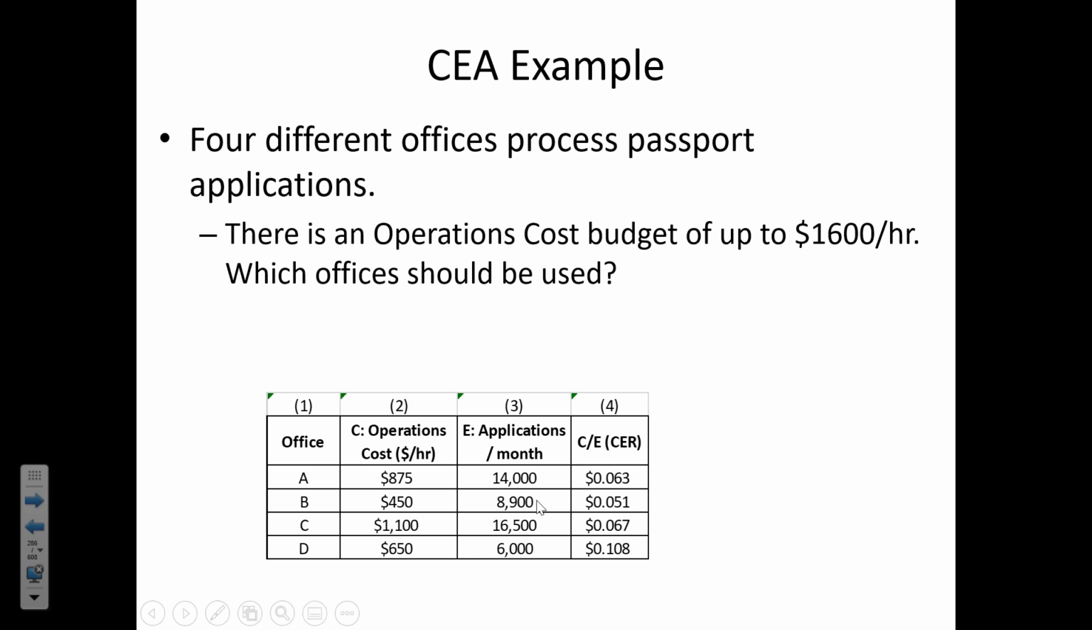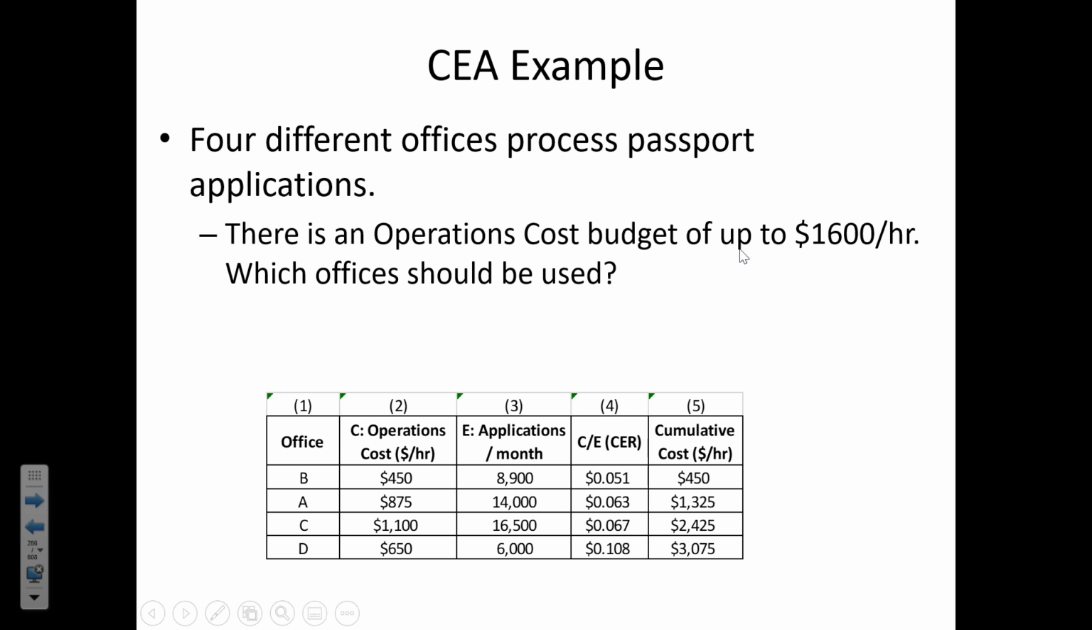Now, let's sort the rest so that the most efficient is at the top and the least efficient at the bottom. So that's what I've done here. B is the best, D is the worst, they're at the bottom. And now this column 5 is cumulative cost of operating. So dollars per hour. If we only have Office B open, then we're spending $450 per hour. If we have A and B open, then the sum of those 2 costs is $13.25 per hour.